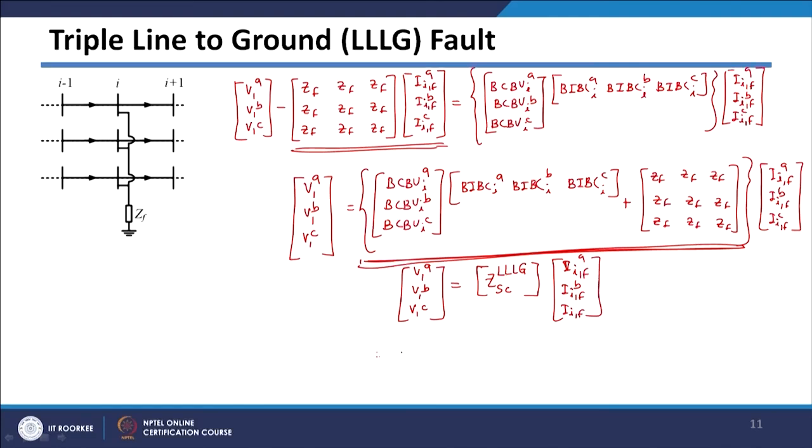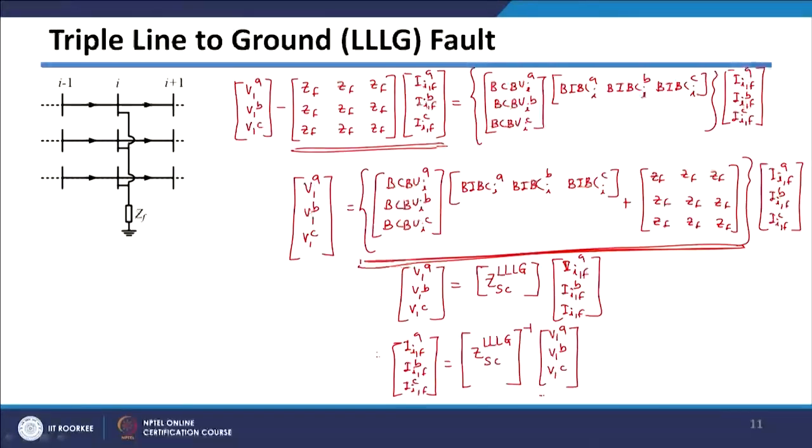So I can easily write all the three fault currents in A phase and B phase and in C phase. All the three fault currents in all the three phases will be equal to the inverse of this short circuit matrix of all the three phases. You have to take inverse of it, and then V1A, V1B, and V1C.